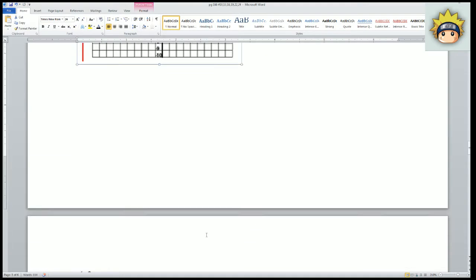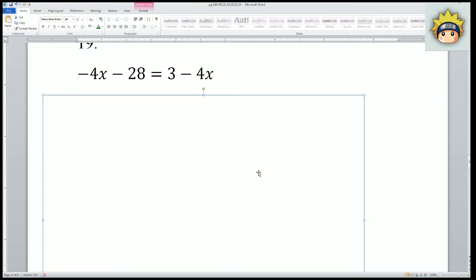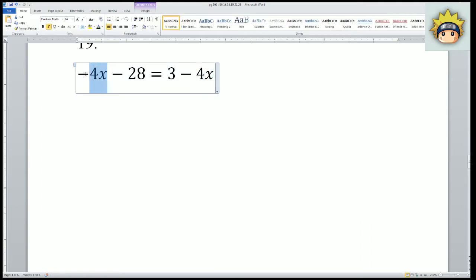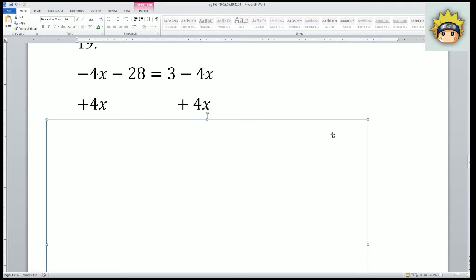All right, let's look at 19. 19 gives us negative 4x minus 28 equals 3 minus 4x. To solve for x, we see an x on both sides, so we have to simplify it and get it on one side. So I'm going to add 4x to both sides.